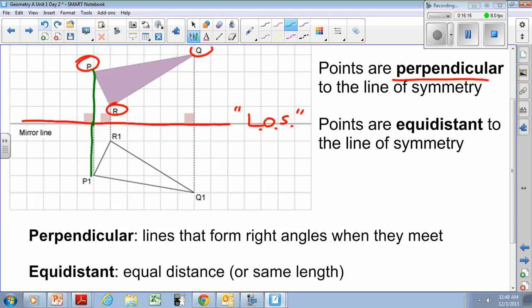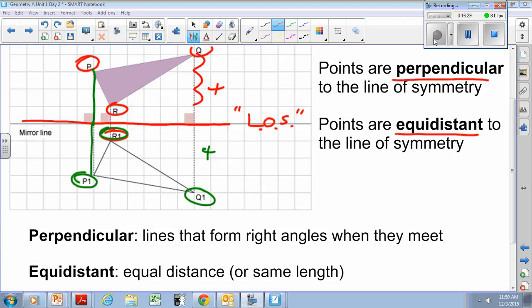What's the next thing we need to know? Points are equidistant. Let me pause that right there. As in, how many boxes does it take to get Q to the line of symmetry? It takes 1, 2, 3, 4. So how far does Q prime have to be? It has to be 1, 2, 3, 4.